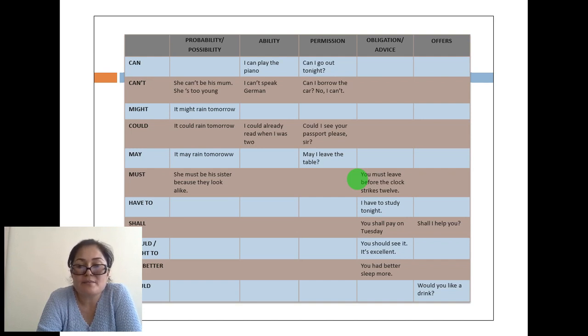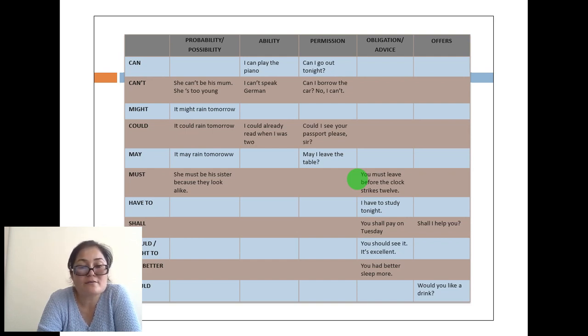I can play the piano, or can I go out tonight? Can't expresses probability, possibility. She can't be his mom. She is too young. When it expresses ability, I can't speak German. And permission, can I borrow that car? No, I can't. Might expresses possibility or probability.